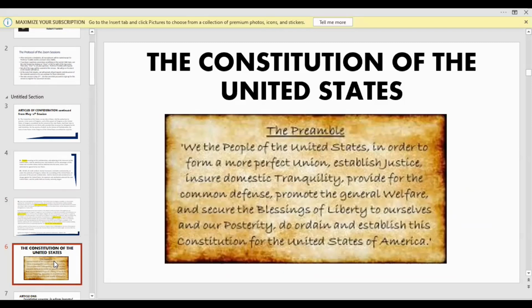So of course, here you have the famous preamble. A lot of grammatical experts point to this and say, wow, the first 3 words of the Constitution of the United States in the preamble have a grammatical error. We the people, it should be we, comma, the people of the United States.